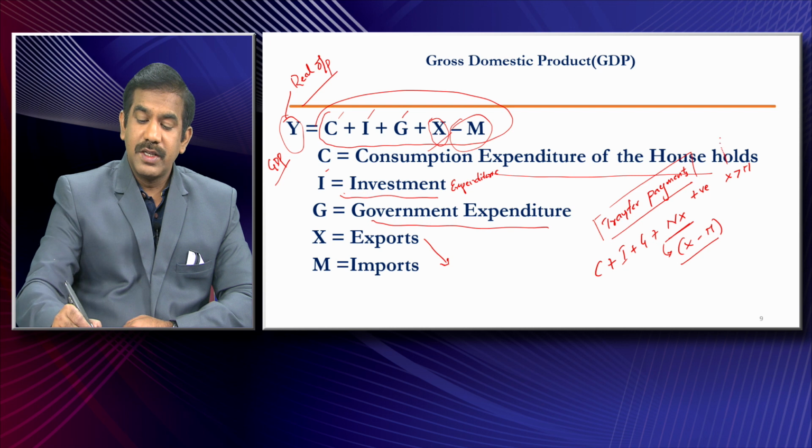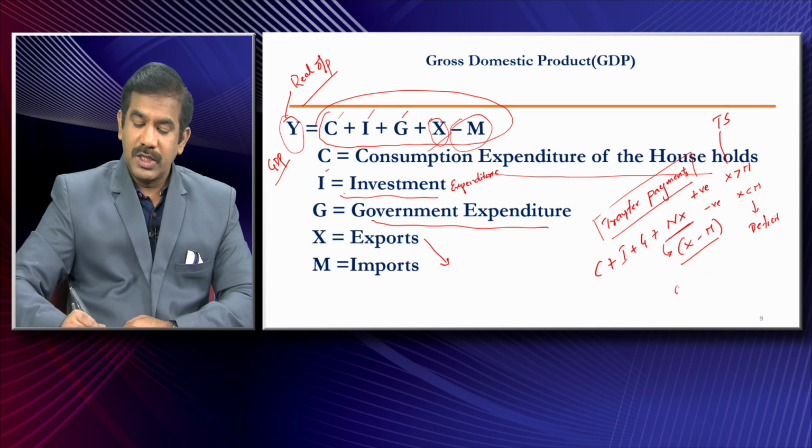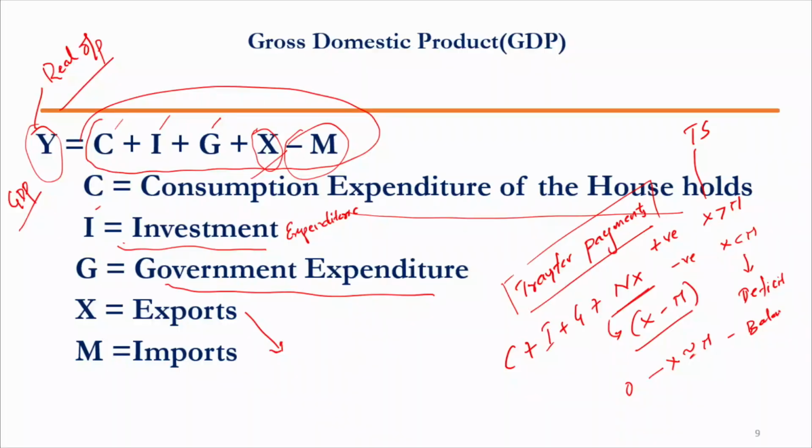In such a case, the nation is said to have a trade surplus. The net export value would be negative if your exports are less than imports. In such a case, the nation is said to have a trade deficit. And if the net X value is zero, it means exports are equal to imports. That means the trade is balanced.